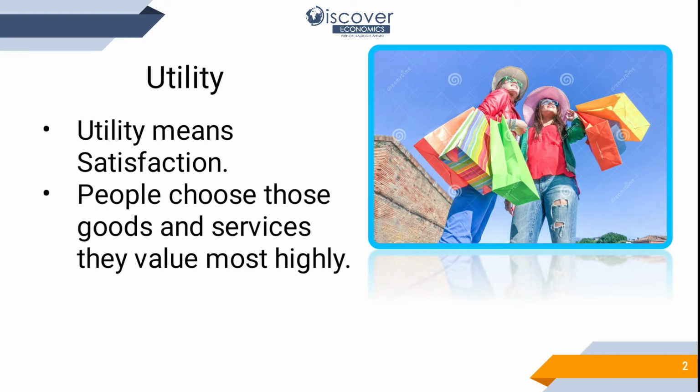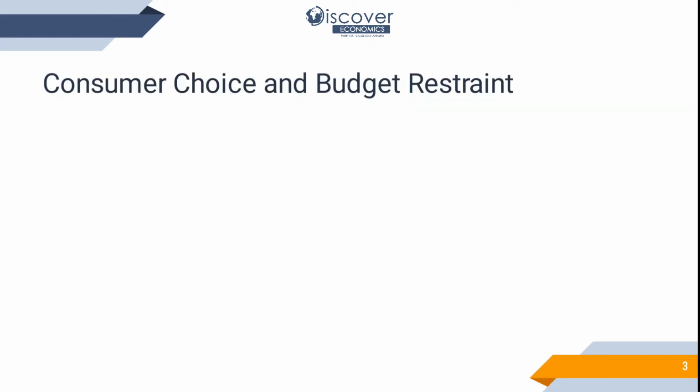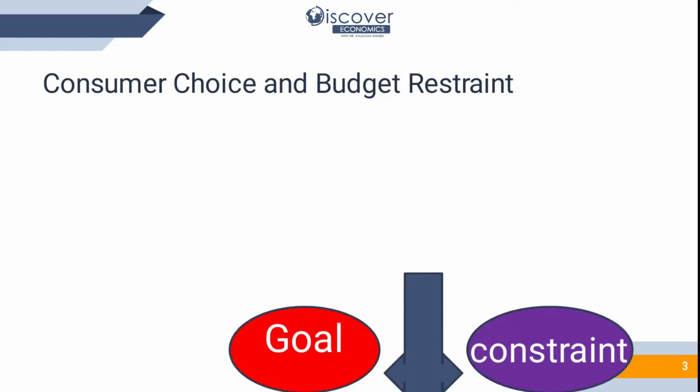It means whatever goods and services you are buying, you want those goods because you want to give utility to yourself. For example, if you have installed an AC in your room, you want that AC to make your room cool. In the same way, if you have a television, you want to get entertainment out of that television. It means whatever you are buying is for a certain facilitation. So this is utility. Now what is consumer choice and budget constraint?